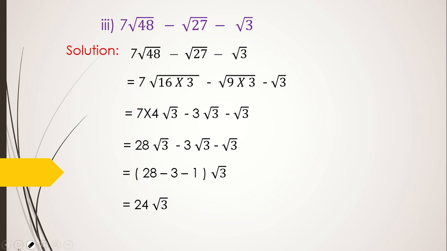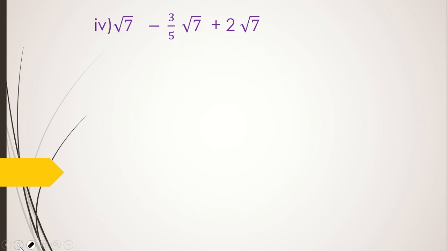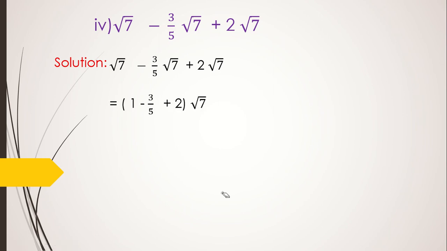Let's proceed to the next sum. Root 7 minus 3 upon 5 root 7 plus 2 root 7. Although there is a fraction, the surd part of all three is the same. So they are all like surds. So we just have to add the rational numbers. Take that root 7 outside the bracket. So here there is 1, since root 7 has gone out. Here there is 3 upon 5 and here there is 2.